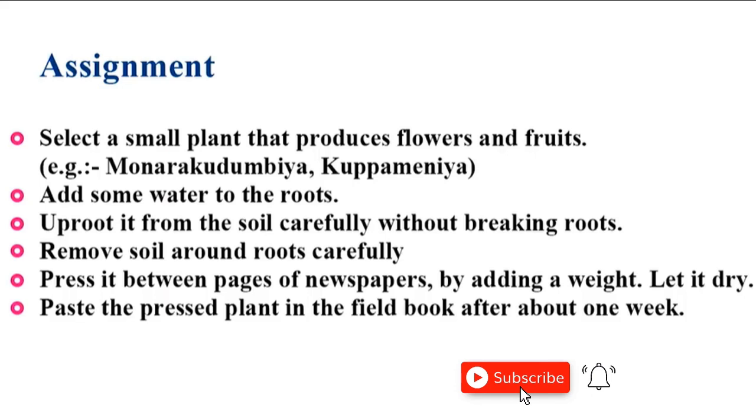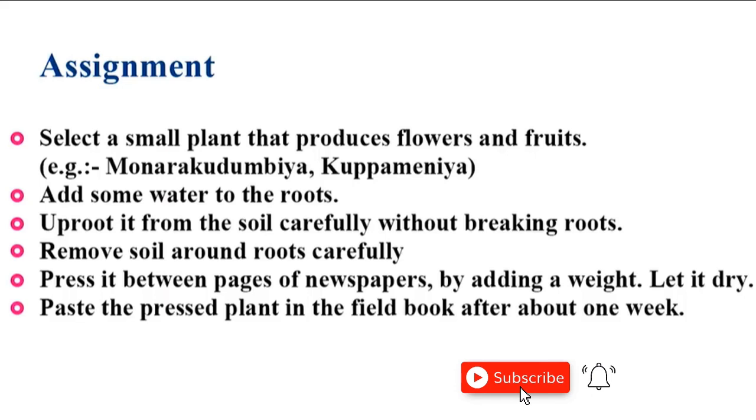What you have to do now is paste this in the field book and label the parts of the plant. We learned what the parts of a flowering plant are. So you have to paste this type of pressed flowering plant in your field book and label it. Did you observe how a plant is pressed in the lab, children? You all can use the same method to press plants and paste them in your field book. Not only pasting, remember, after pasting you have to label the parts of the plants as well.